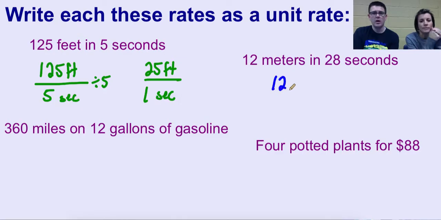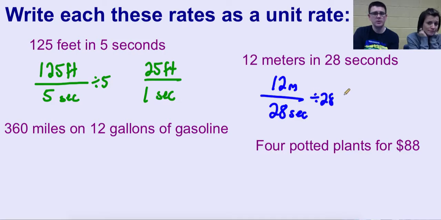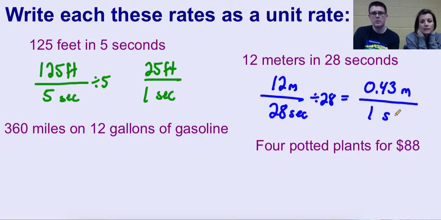So 12 meters in 28 seconds. Again, it's not a fraction, you're not simplifying, you're always dividing by that denominator. So it's perfectly normal to get decimals in this case. Which you're about to get. So 12 divided by 28 is? 0.43. I had to round that to the nearest hundredth, by the way. About 0.43 meters in 1 second.